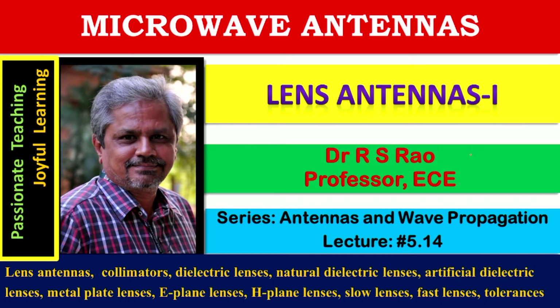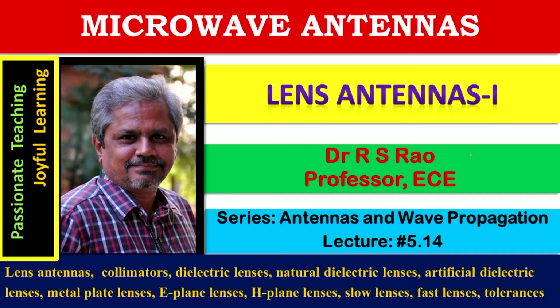Microwave antennas, lens antennas, part 1, series on antennas and wave propagation, lecture number 5.14. Lens antennas belong to the category of aperture antennas. They are widely used in the design of microwave communication systems like radars. Their functioning is very much similar to the functioning of lenses in optics.